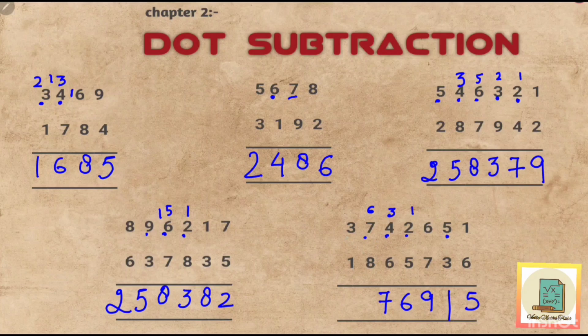So put a dot here below 3. So 6 will be assumed as 16. 16 minus 8 gives you 8. And dot below 3 will be assumed as 2. So 2 minus 1 gives you 1. So 1876915 is the answer. So this method is very quick and very fast and saves a lot of your time.